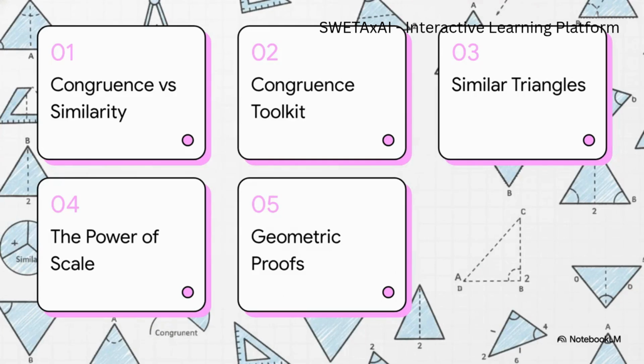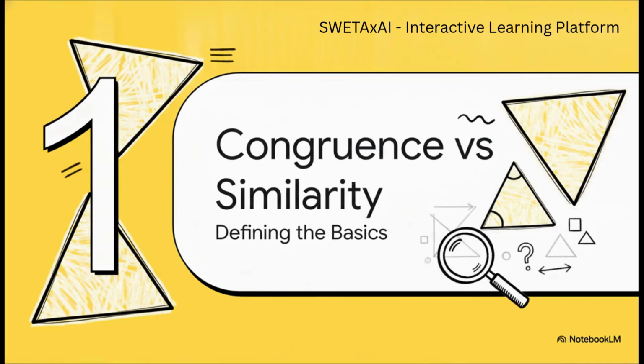Here is our roadmap for today. We're going to cover congruence versus similarity, the congruence toolkit, spotting similar triangles, the power of scale, and finally, mastering geometric proofs. Let's get right into it. Starting off with Section 1, Congruence versus Similarity.